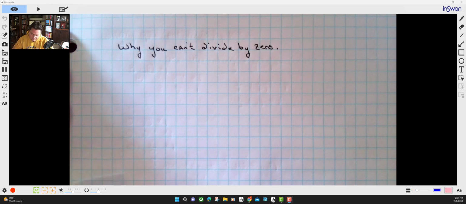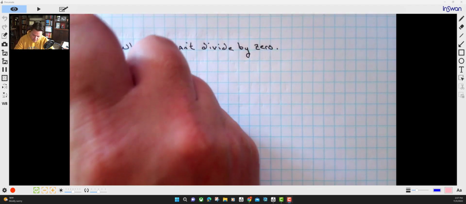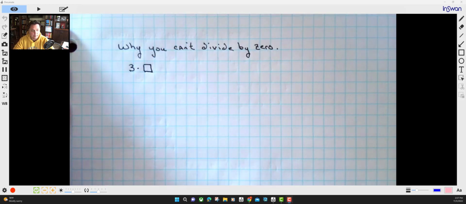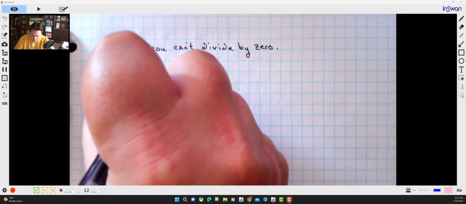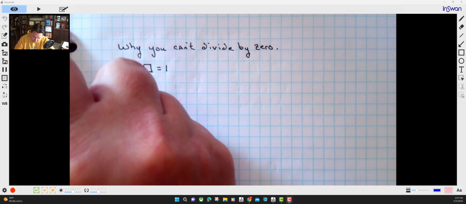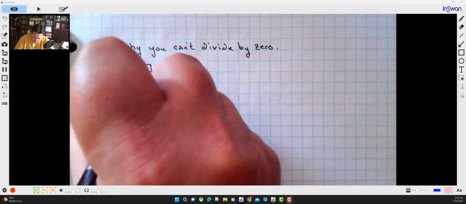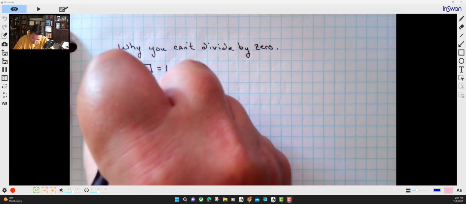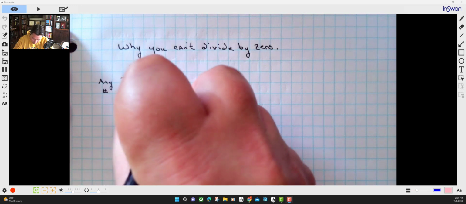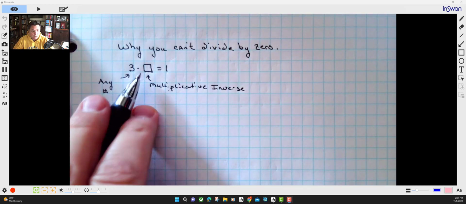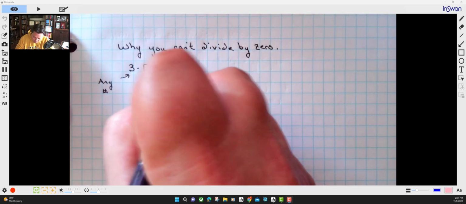What that means is that for every number that you pick in the real number system, anything you want, let's say I pick the number 3, then there should exist another number out there such that when you multiply them, you get the multiplicative identity, or 1. So the idea is any number has its very own multiplicative inverse, such that when you multiply these things together, you get the multiplicative identity.